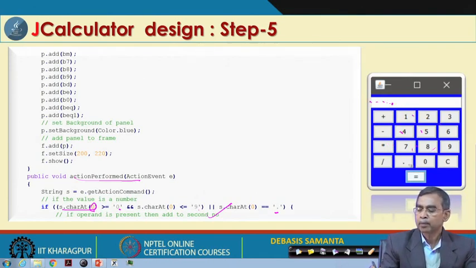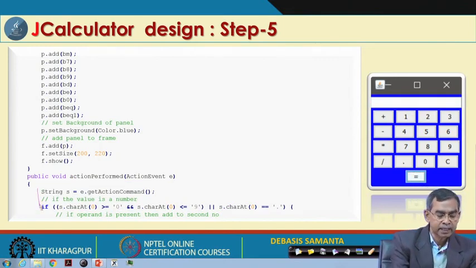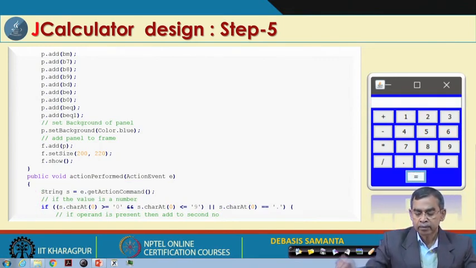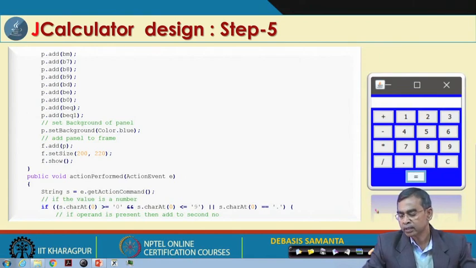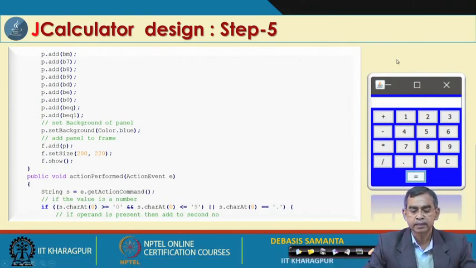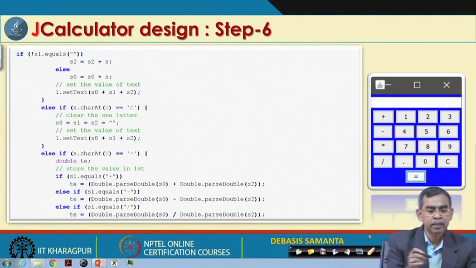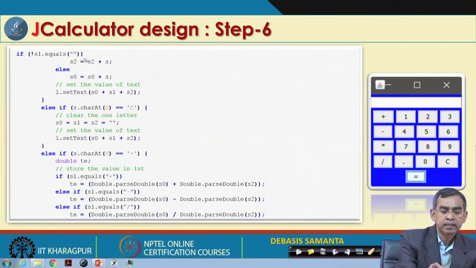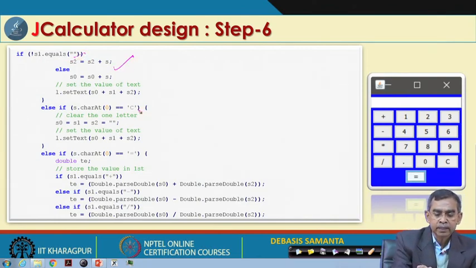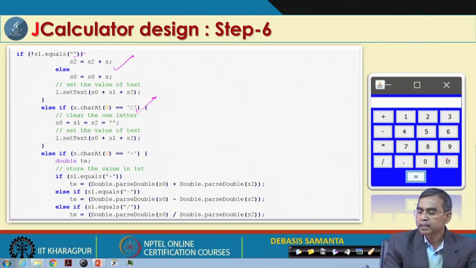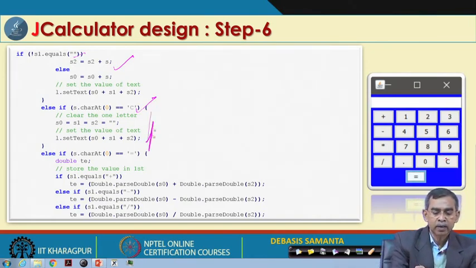For example, 45.6, so 45.6 will be displayed here like that. So, this is the first thing that we are doing. In continuation, next we are checking the different cases. For example, if it equals, then it basically computes the sum, and if it is C, the clear button, then it clears. So, these are the different actions.